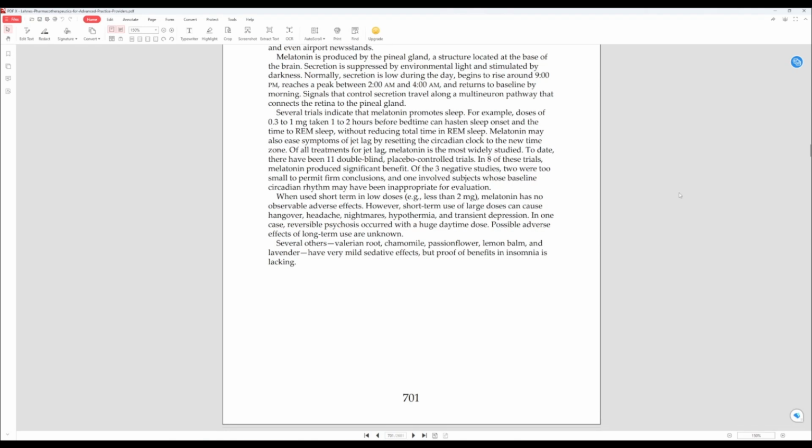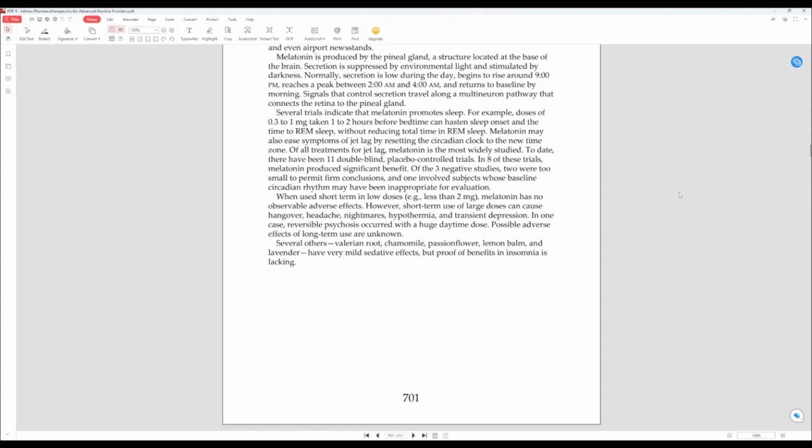To date, there have been 11 double-blind, placebo-controlled trials. In 8 of these trials, melatonin produced significant benefit. Of the 3 negative studies, 2 were too small to permit firm conclusions, and 1 involved subjects whose baseline circadian rhythm may have been inappropriate for evaluation.